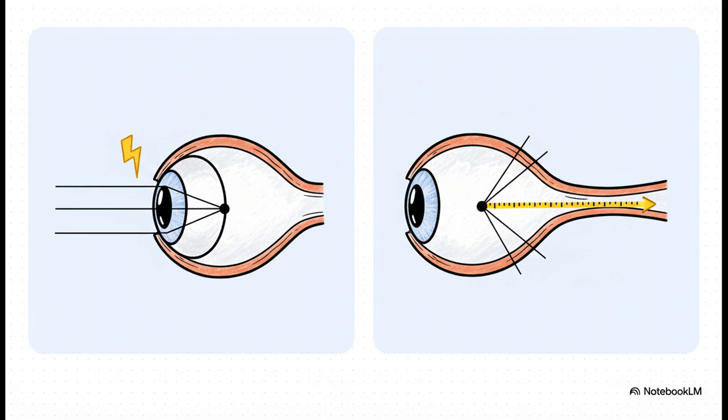The second cause is an elongated eyeball. Here, the eyeball itself becomes longer from front to back. So even with a normal lens, the retina is now simply too far away. The light focuses where it should, but the retina isn't there to catch it. It has moved further back.